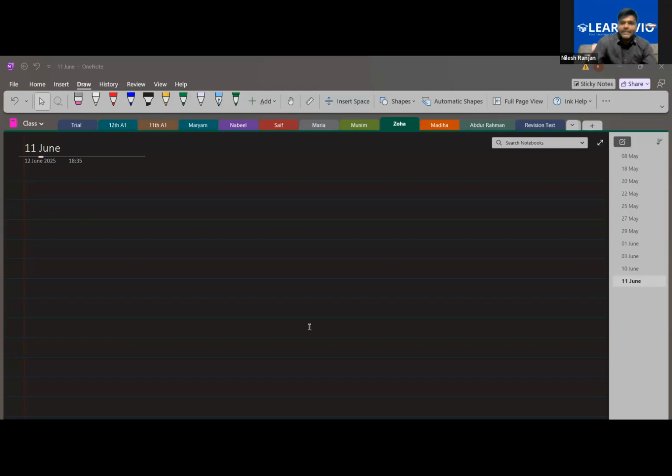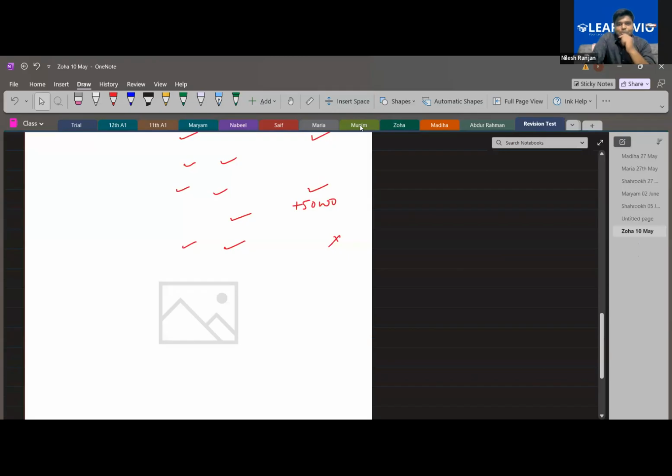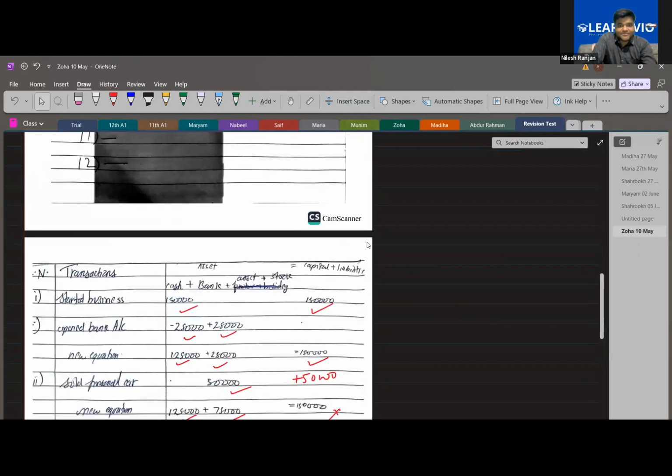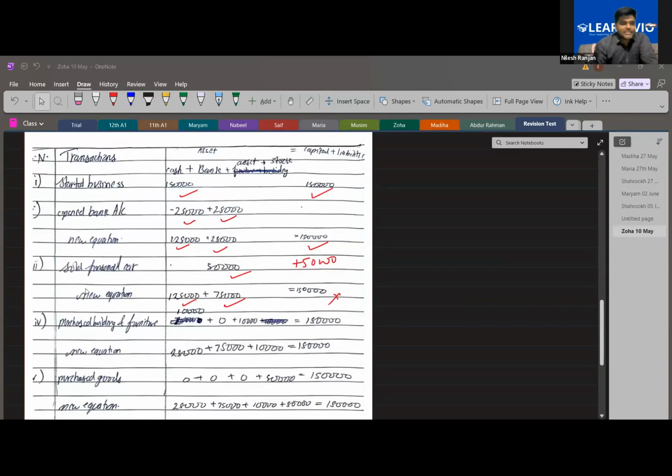Actually, this thing you have done in the test conducted by Learnivio also. Let me show you. You can see the screen. Yes, I've seen it. So what you have done, it is written here that sold personal car for this much amount and it is deposited into firm's bank account. So if personal car is sold and the amount is brought to firm's account, it means it will increase the bank balance of firm.